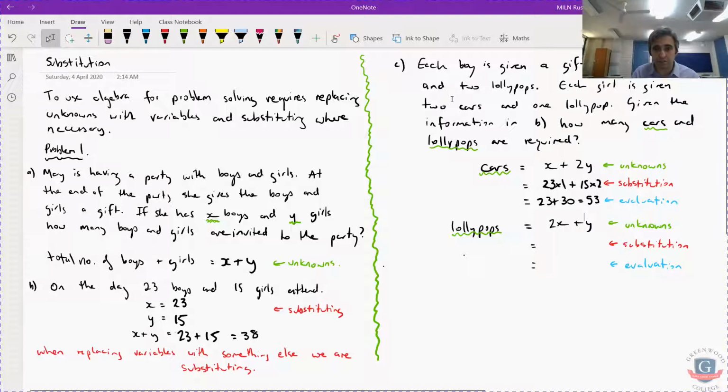Now let's look at lollipops. Each boy gets 2 lollipops and each girl gets 1 lollipop. So we'll need twice as many lollipops for the boys as we will for the girls. So that would be 23 times 2 for the boys and 15 times 1 for the girls. 2 lollipops for each boy, 1 lollipop for each girl, which will give me 46 plus 15, which will be 61.